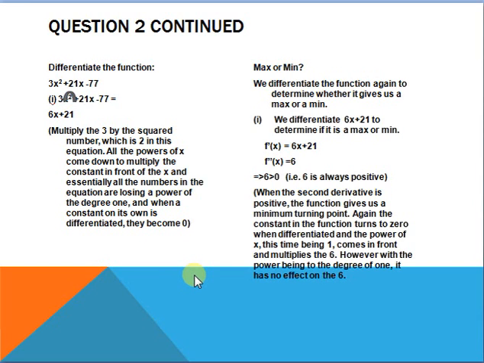So we're not finished here. We have to find the max or min point. So to find the max or min, we have to double differentiate. We have to differentiate the 6x plus 21 again, okay? So 6x plus 21, like before, we drop the x in the 6x, and that becomes 6, and the plus 21 is equal to 0 because it is a constant. So 6 is greater than 0, and this is our second derivative. And if the second derivative is positive, the function gives a minimum turning point, okay? So if the second derivative is greater than 0, it is a minimum, okay?